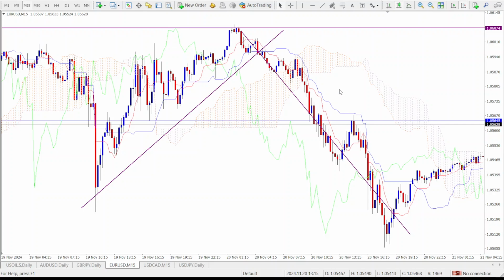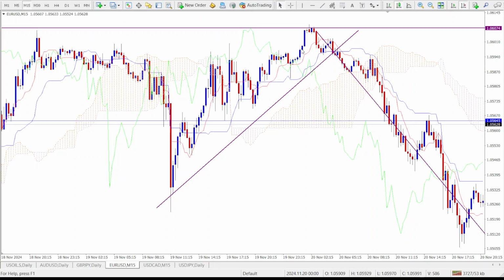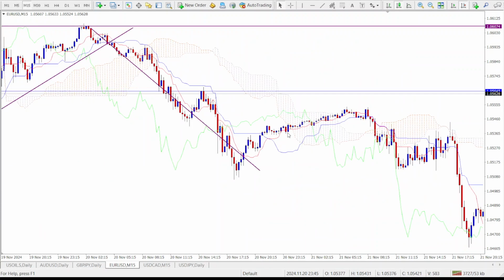Finally, monitor the cloud for extra context. The Ichimoku Cloud adds another layer of analysis. If Senkou Span A is above Senkou Span B and the price is above the cloud, that's a confirmation of a strong bullish trend. Likewise, if Senkou Span A is below Senkou Span B and the price is below the cloud, you have a bearish confirmation. So use the cloud's color to help guide your trading decisions and combine it with Senkou Span A's position to maximize your accuracy.